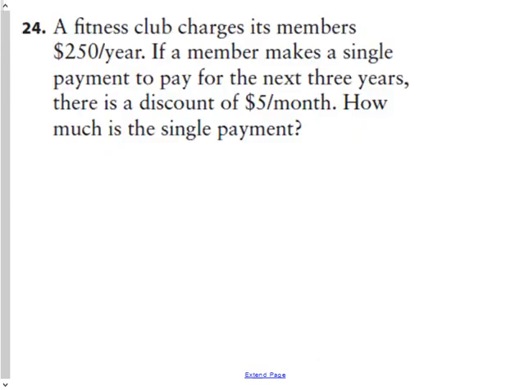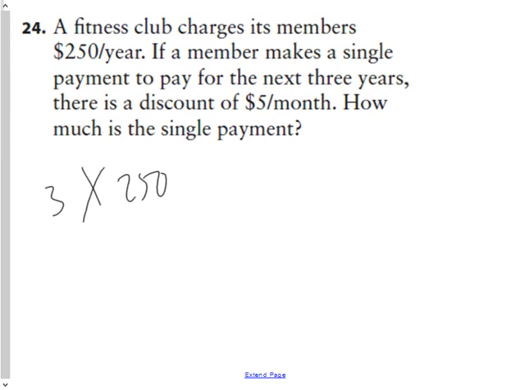And finally, your last question, 24, says a fitness club charges its members $250 a year. If a member makes a single payment to pay for the next 3 years, there was a discount of $5 per month. How much is a single payment? So we think about $250 a year. So I'm going to take 3 payments of $250 a year. That will be the cost if there was no deduction, correct? He would pay $250 a year for 3 years. That would be the cost.